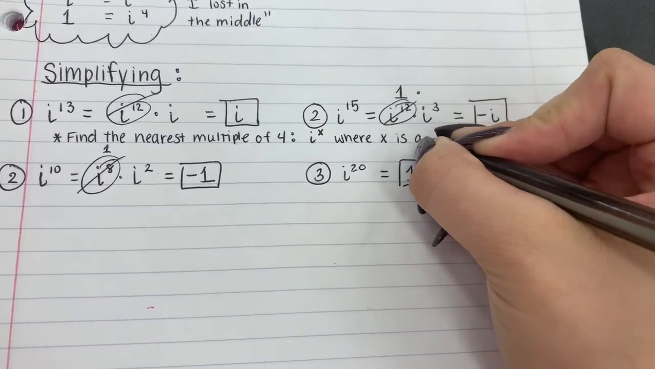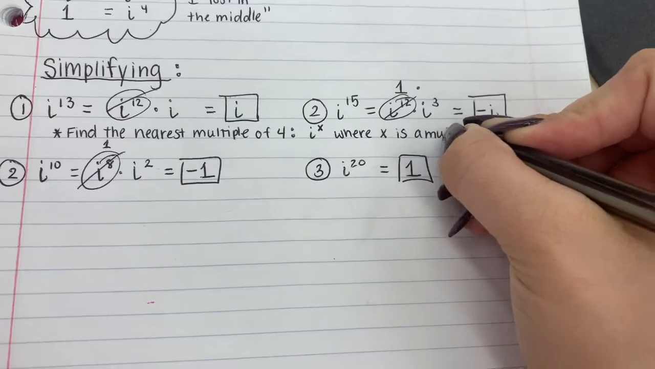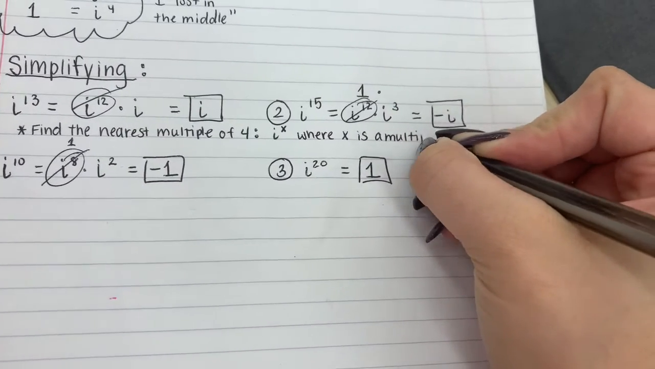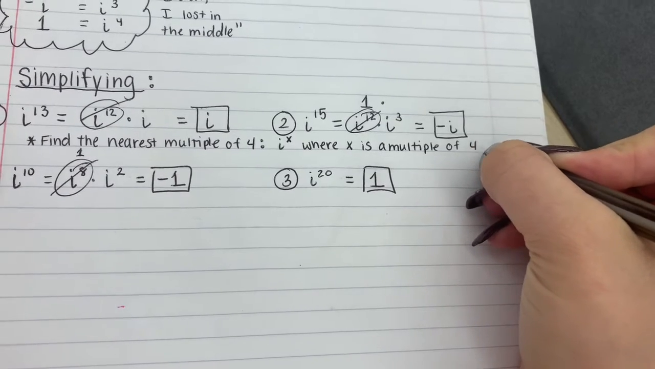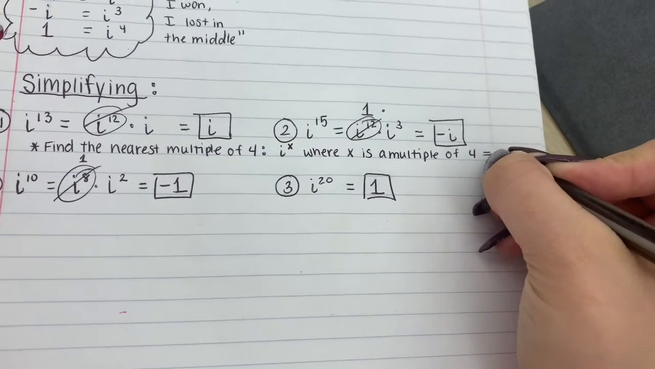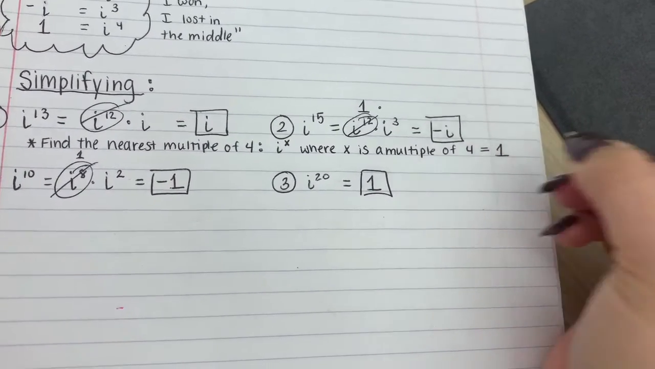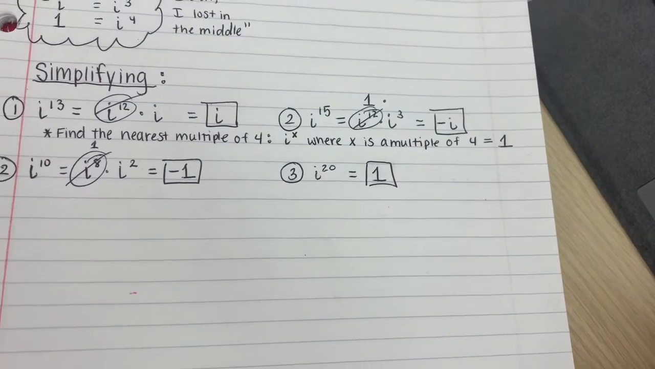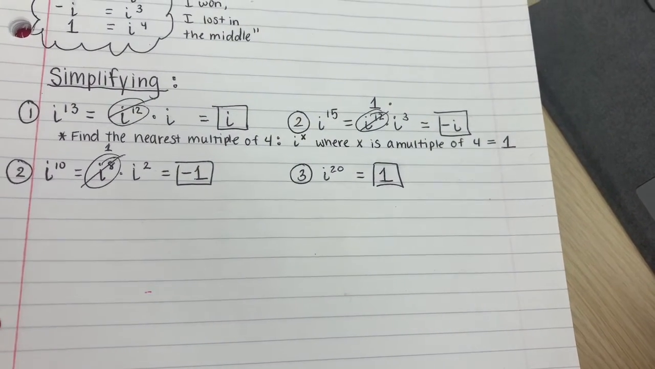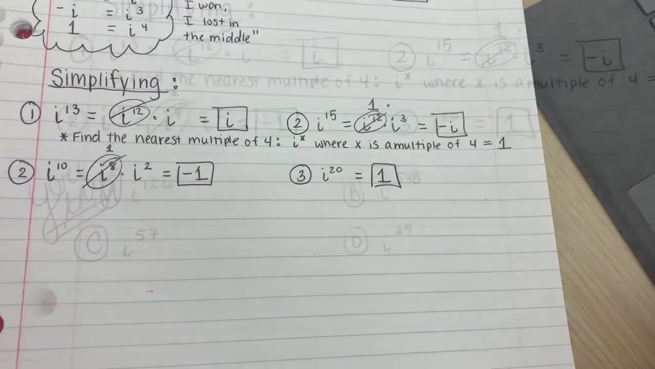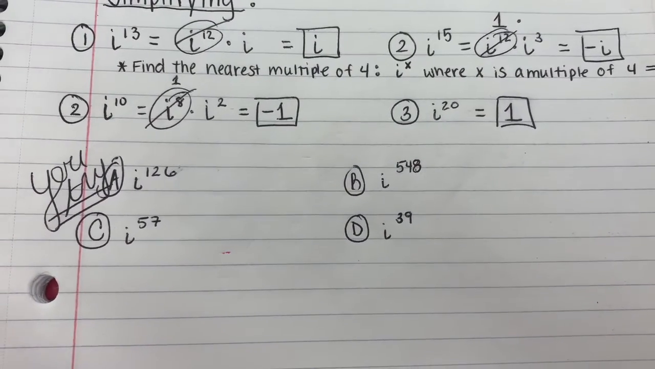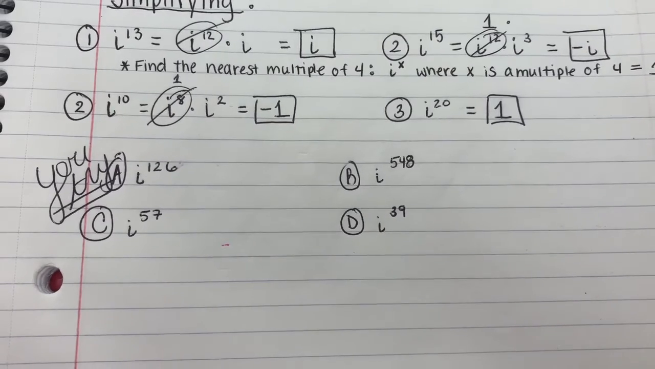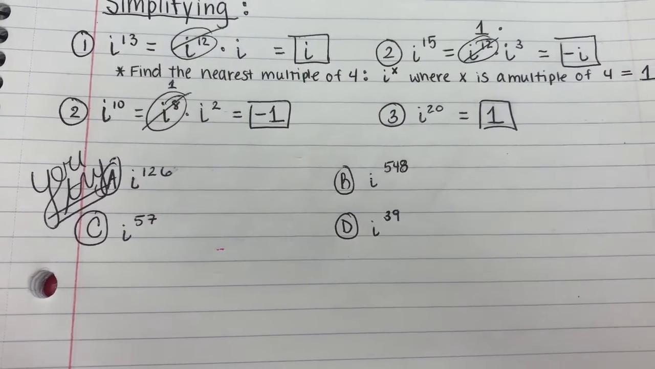i to the 24th would be 1. i to the 28th would be 1. And then whatever's left should be simplified. So i is already simplified. i squared is -1. i to the 3rd is -i. Let's go ahead and try these 4 examples. You're going to hate me. These numbers are big, but try them. Find the multiple of 4 that is closest to that exponent. Split them up and simplify.